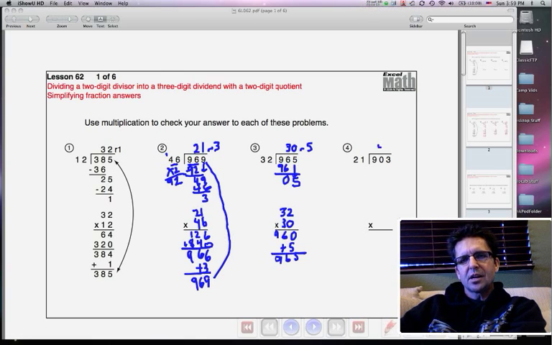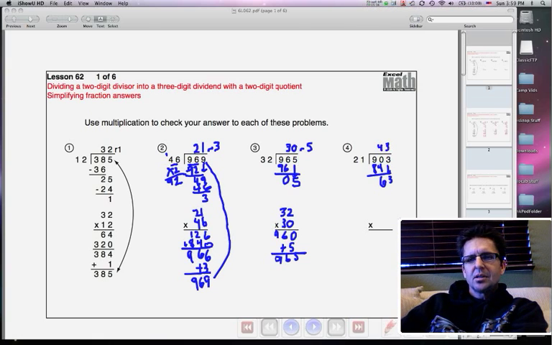Alright, 21 into 90. That's going to go 4 times. 4 times 21 is 84. And subtract and get 6. Bring down your 3. 21 into 63. Looks like it's going to go 3 times. 3 times 21 is 63. And 63 minus 63 is 0, so you don't have a remainder on that one.